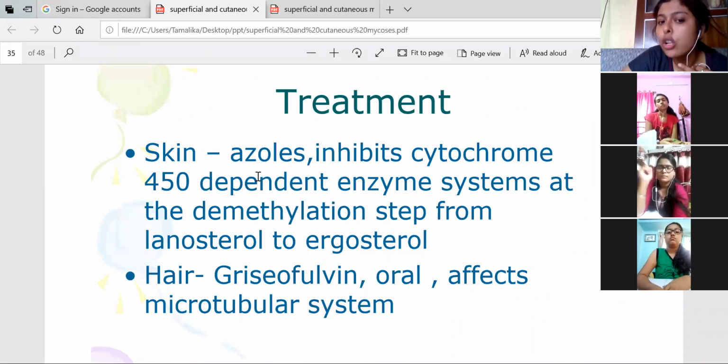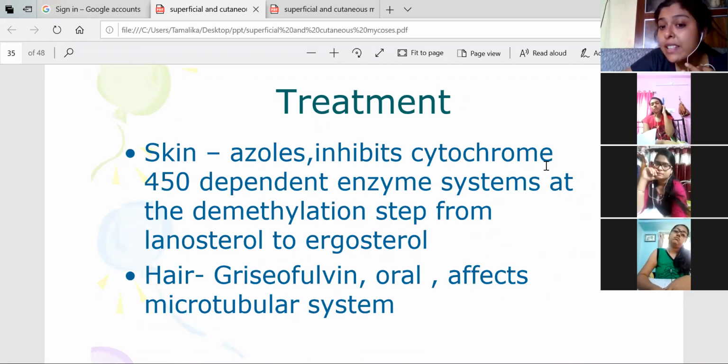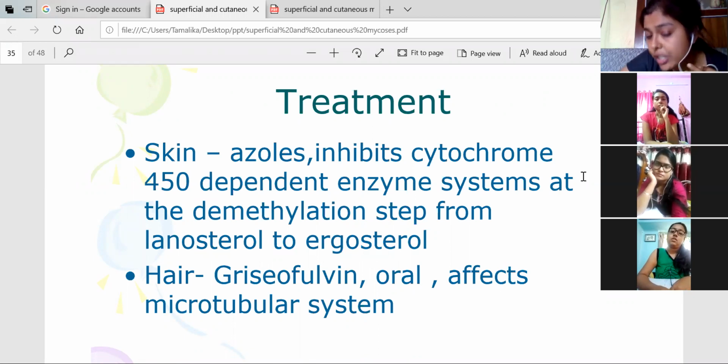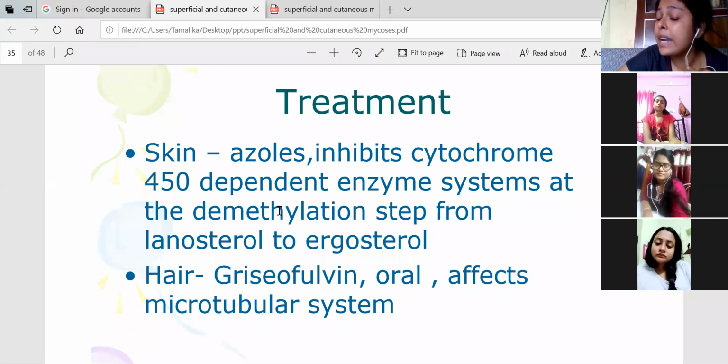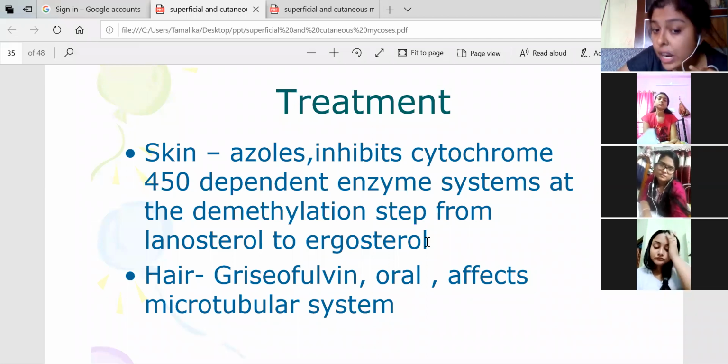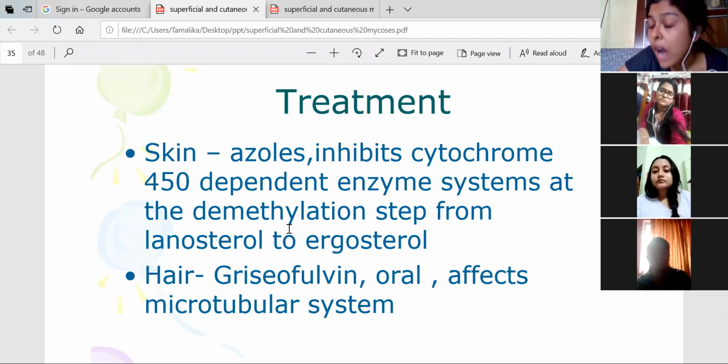Treatment is azoles. Azoles are those which inhibit the cytochrome P450-dependent enzyme system at the demethylation step from lanosterol to ergosterol. When they produce ergosterol from lanosterol, they require this cytochrome P450-dependent enzyme. So azoles basically inhibit the cytochrome P450-dependent enzyme system, and thus conversion of lanosterol to ergosterol is stopped. Am I clear? So their growth is stopped.